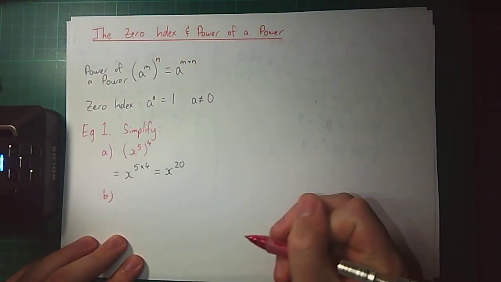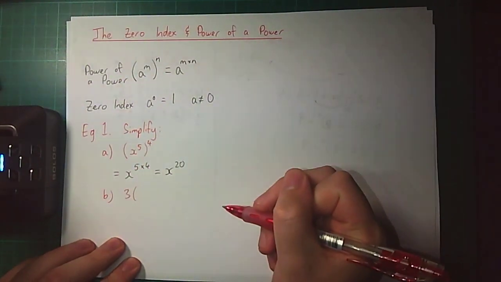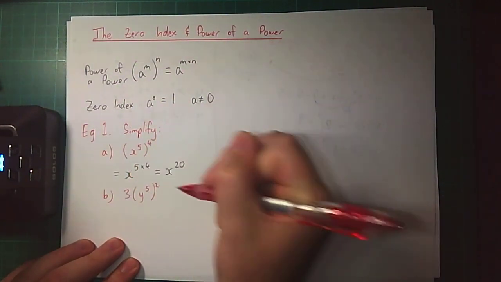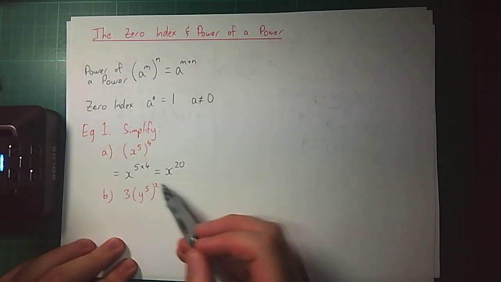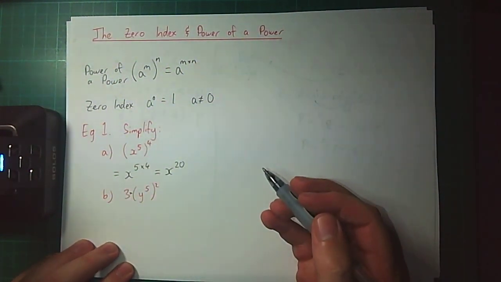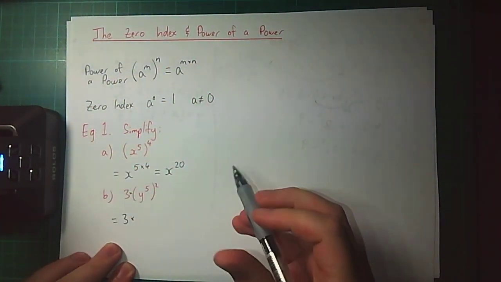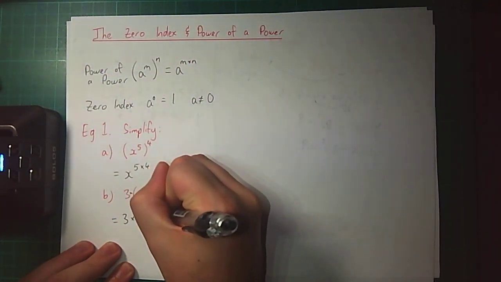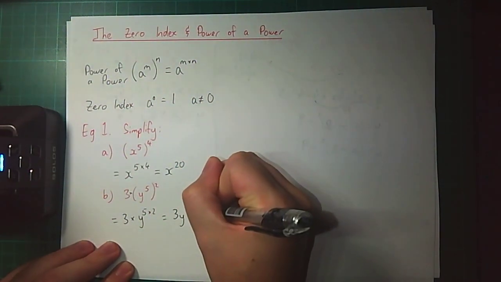We'll do a second example, see how it works. This time we're going to have 3 outside of y to the power of 5 all to the power of 2. Now, as the 3 is unaffected, essentially we just remember that there's 3 times this. So in our answer, we're going to have 3 times the base of y to the power of 5 times 2. So our final answer is going to be 3y to the power of 10.